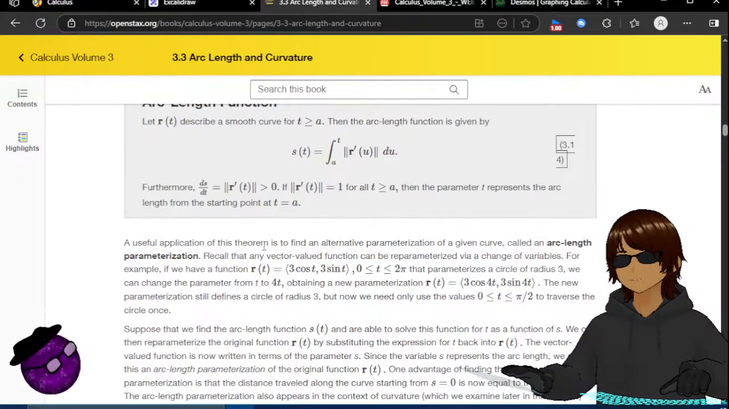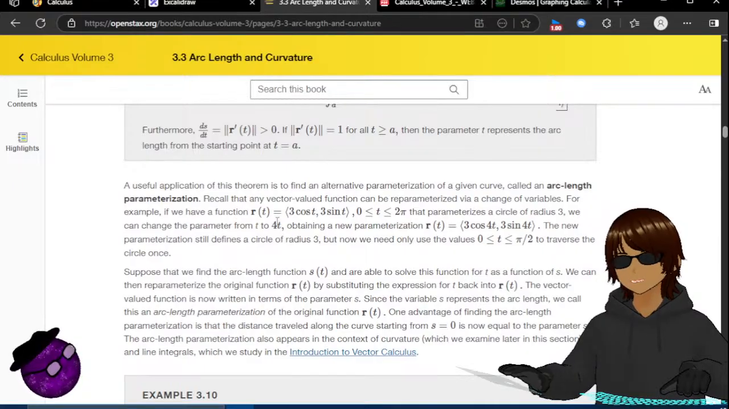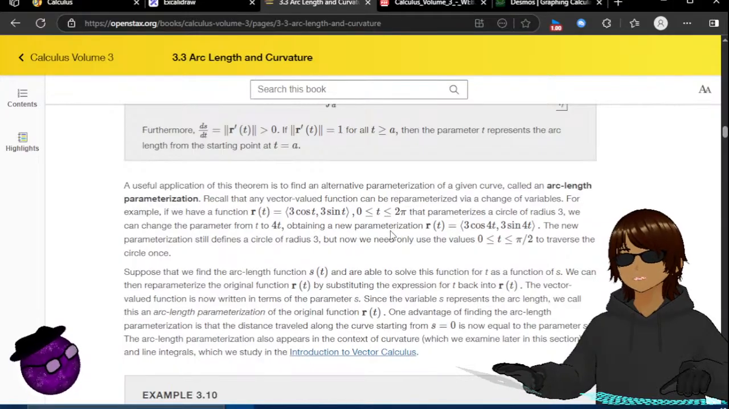Recall that any vector valued function can be reparameterized via a change of variables. For example, if we have a function r(t) = (3 cos t, 3 sin t), that parameterizes a circle of radius 3. We can change the parameter from t to 4t, obtaining a new parameterization (3 cos 4t, 3 sin 4t). The new parameterization still defines a circle of radius 3, but now we only need to use values from 0 to pi over 2 to traverse the circle once.